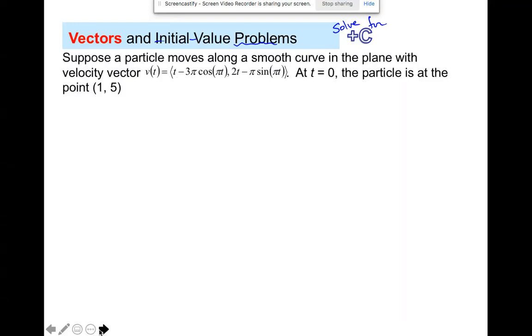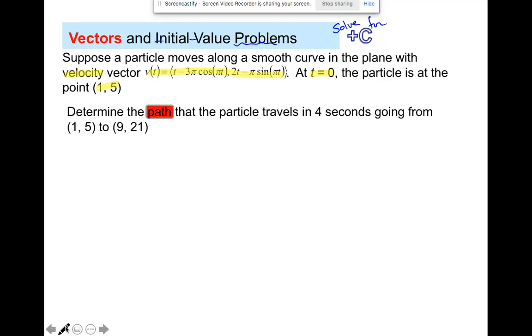So, new problem. Suppose a particle has a velocity vector of this at t equals 0. Again, highlight what you're given. I'm given a velocity vector, and I'm given that at time equals 0 the particle is at (1, 5). Determine the path that the particle travels in 4 seconds, going from my initial position.